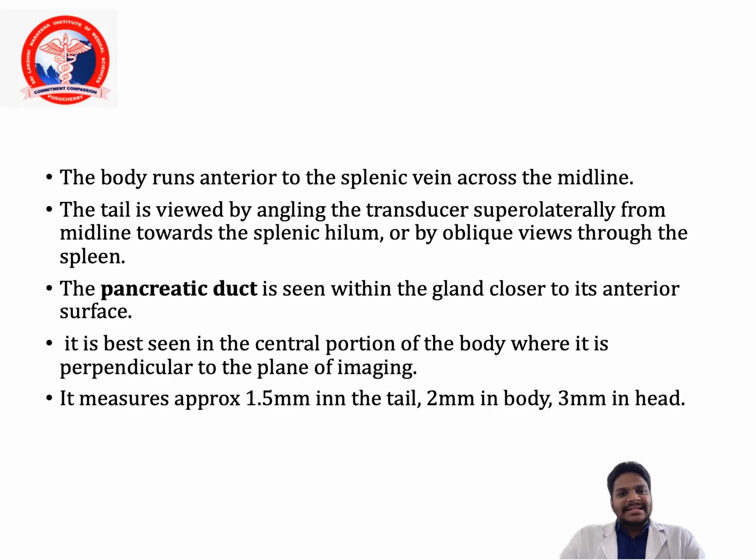The body runs anterior to the splenic vein along the midline. The tail is viewed by angling the transducer superolaterally from the midline to the splenic hilum, or by oblique views through the spleen. The pancreatic duct is seen within the gland closer to its anterior surface.